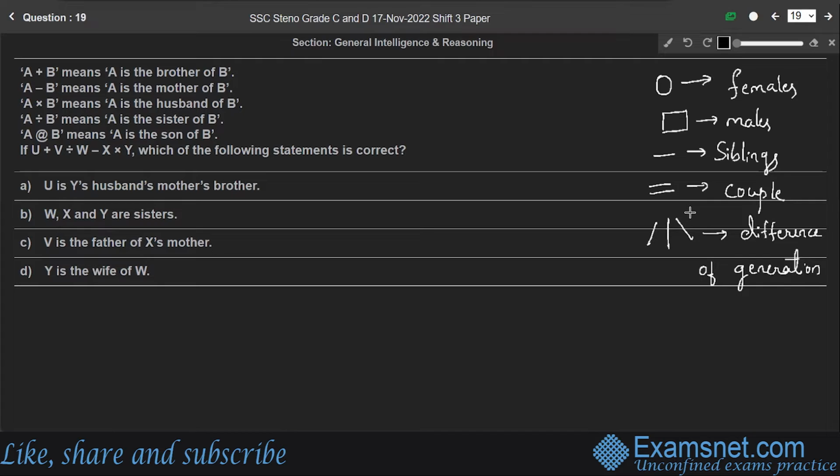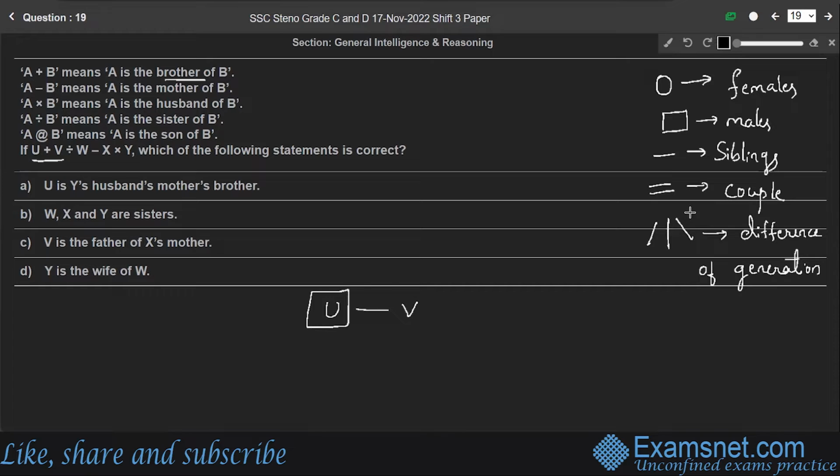So here, the question is U plus V. U plus V means the first person is the brother of the second person. A plus B means A is the brother of B. Therefore, U and V are siblings. Use a single horizontal line. The first person is a brother, therefore use a square symbol for U.